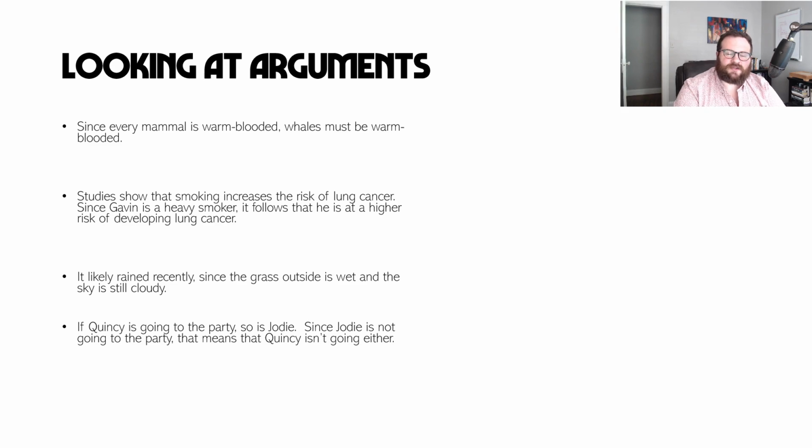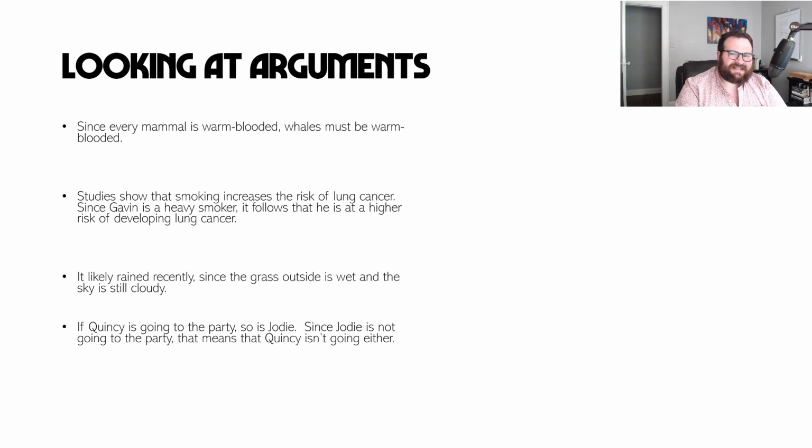Since every mammal is warm-blooded, whales must be warm-blooded. Okay, it's an argument that has 2 sentences. That means one of them is going to be a premise, and the other is going to be a conclusion. What do you think they're trying to convince us of here? What's the main point of the argument? Well, it seems pretty clearly that they're trying to convince us that whales must be warm-blooded, right?